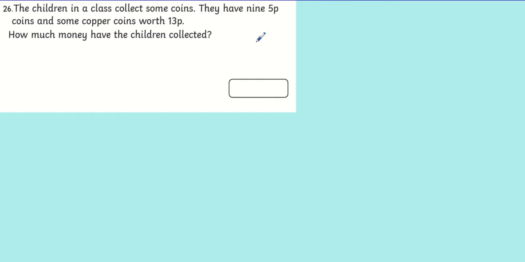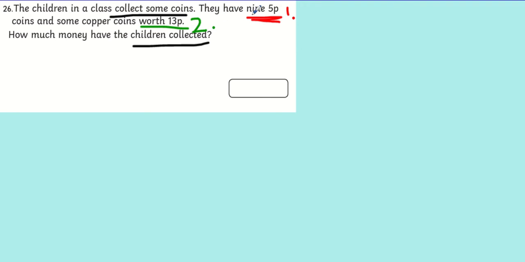The children in a class collect some coins. So that gives us an idea. We want to find out the total number of pennies that they've got, don't we? That's the aim. This is going to be the total here. They have 9 5p coins. So we know that we need to find out how much money that is, don't we? So we don't know what that is yet. We need to work it out somehow. And some copper coins worth 13p. So the next thing we'll need to do, once we know how much money is here, we'll need to add on our 13p, won't we? So this is going to be step 1, and this is going to be step 2.